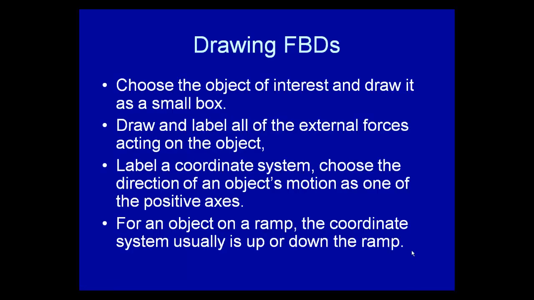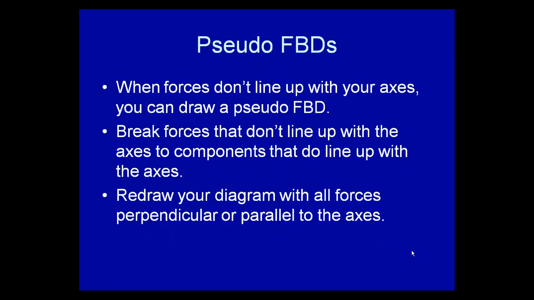Okay, now we're talking about inclined planes. Now, draw a free body diagram. We've done some before. Choose the object of interest and draw it as a small box. Draw and label all of the external forces. Label a coordinate system. And for an object on a ramp, it makes sense that the coordinate system would go up or down the ramp, and we'll see that in a minute.